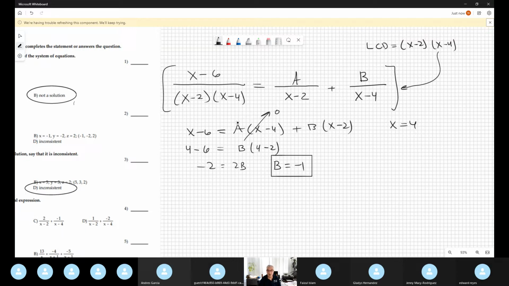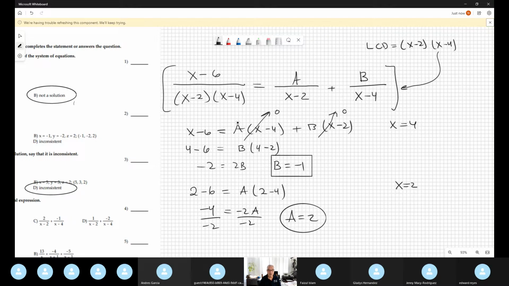Now, another smart value is 2, because when you plug it in, the b part disappears, because 2 minus 2 is 0. So when you plug it in, the original is 2 minus 6 equals a times (2 minus 4), and that part is 0. This is negative 4, this is negative 2a. Divide by negative 2 both sides. A is positive 2. Now the solution is the final answer.